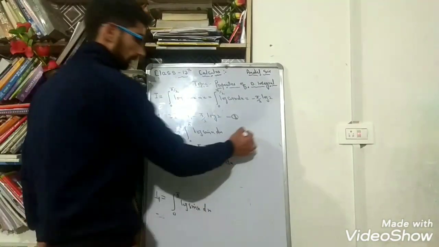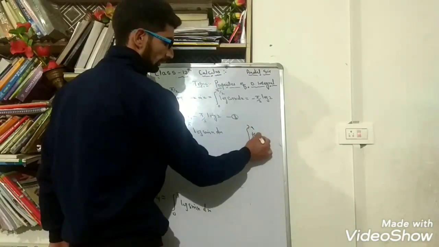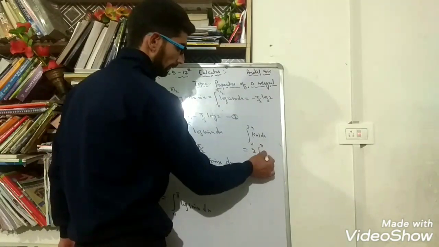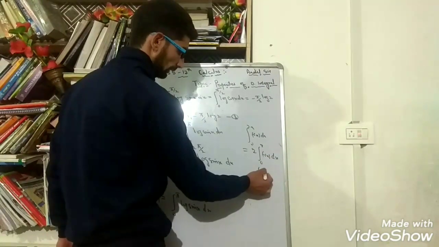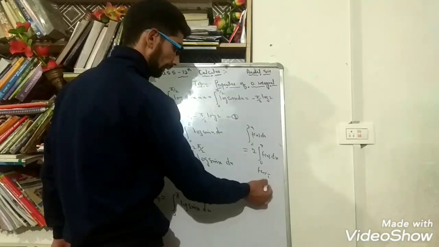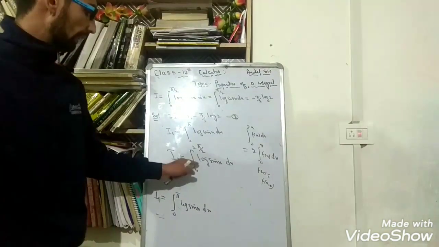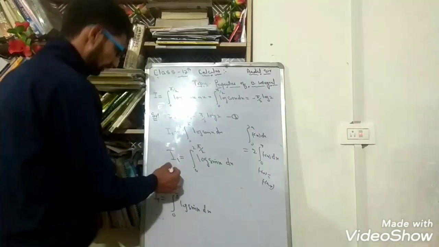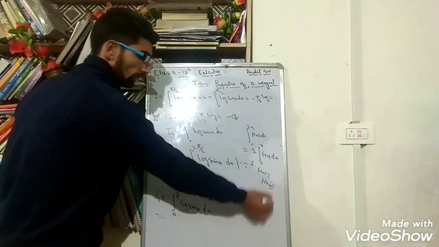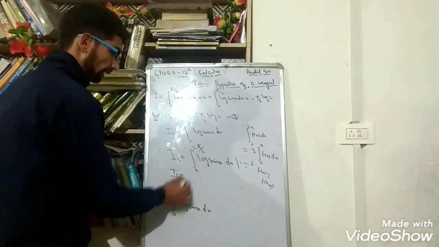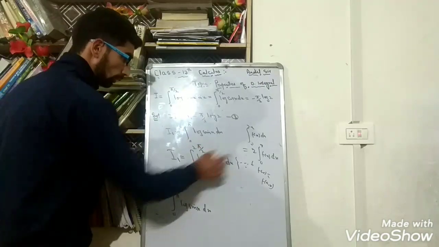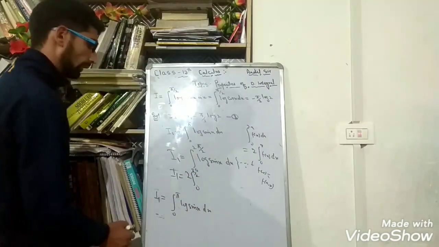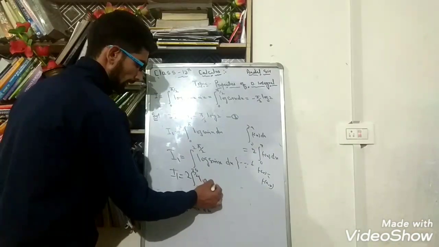We know this property, the integral from 0 to 2a of f of x dx is equal to twice the integral from 0 to a of f of x dx, by the fifth property, when f of x is equal to f of 2a minus x. Here, when you check f of a minus x, you will get it back to f of x. So now it is twice the integral from 0 to pi divided by 2 of log of sin x.